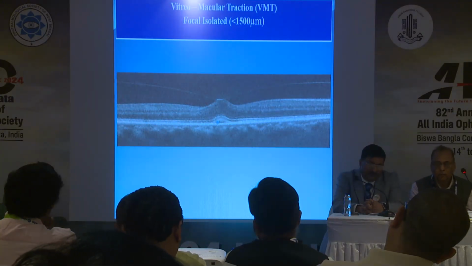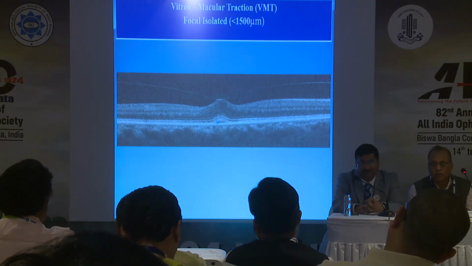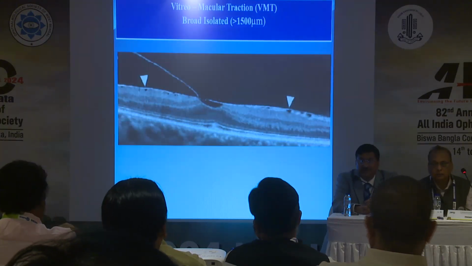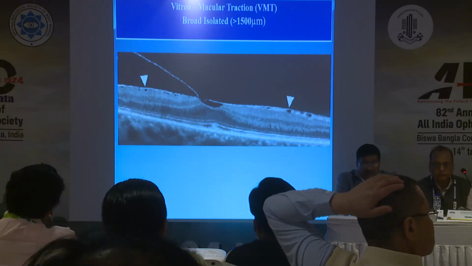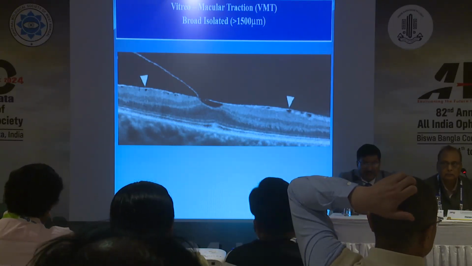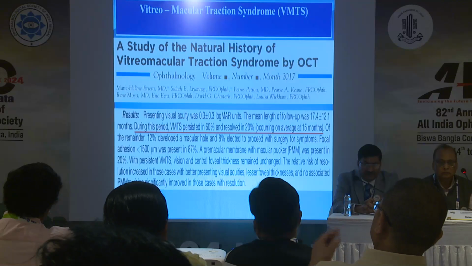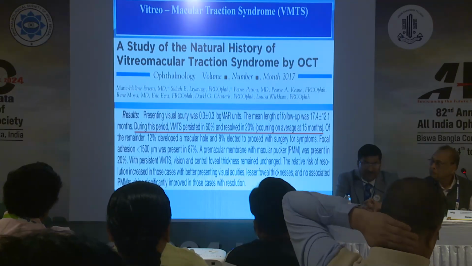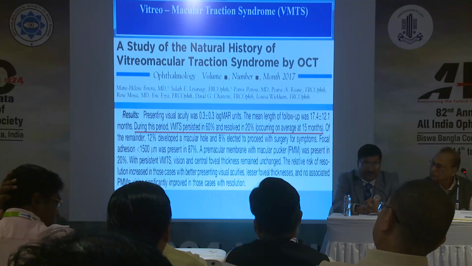So what happens in a vitreomacular traction syndrome is that the foveal anatomy undergoes some distortion, and it can be associated with an epiretinal membrane, and it becomes a broad VMT. And so what if we don't operate on vitreomacular traction? What happens in this study?